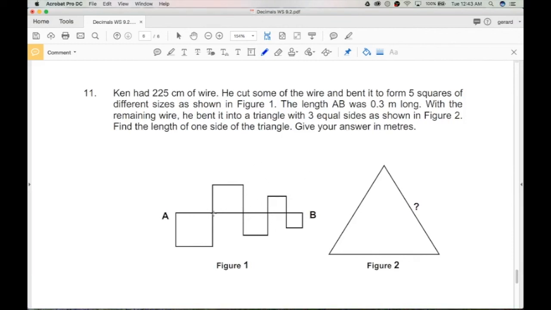Now, there's actually a trick to this. If you're looking at this, you can actually visualize this line here. Sorry, you can't do it the way I thought that we could. So we have to do it another way. Length of AB is 0.3 meters long. Now this is the thing. How do I explain?